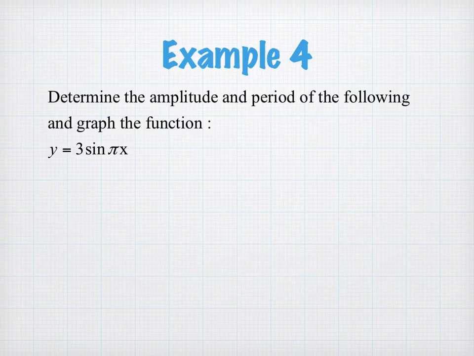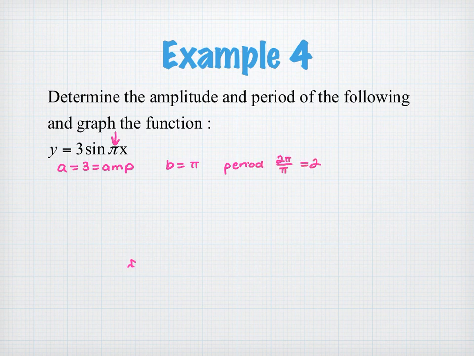Okay, last example before we move on to cosine. So this is determine the amplitude and period of the following and then graph the function. So again, we're starting the same. A is 3, which is your amplitude. This time, B is actually pi. So my period is 2 pi over pi, which is 2.